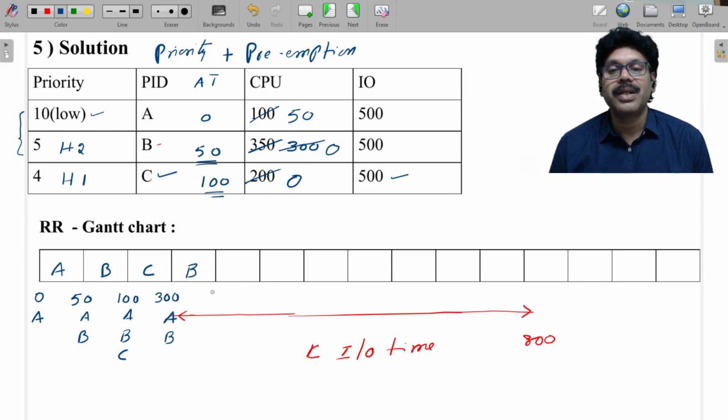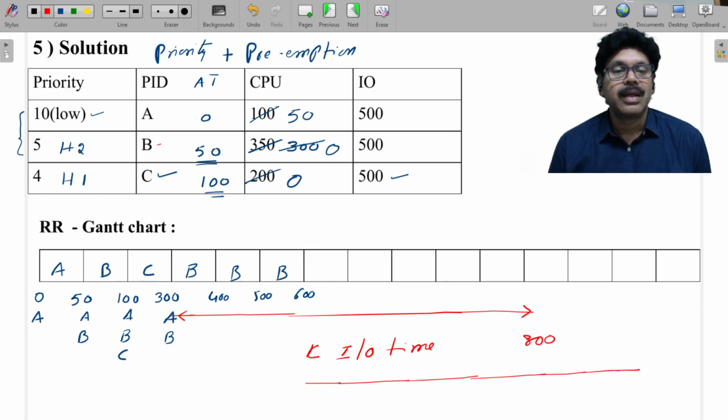So B is executing till how much time? 600. Somewhere here I will write 400, 500, 600. So B is executed completely, 300. So now B is going to enter into its IO, 500 units. Exactly, 600 plus 500, 1100. Exactly at 1100, B IO completed. Exactly at 800, C IO completed.